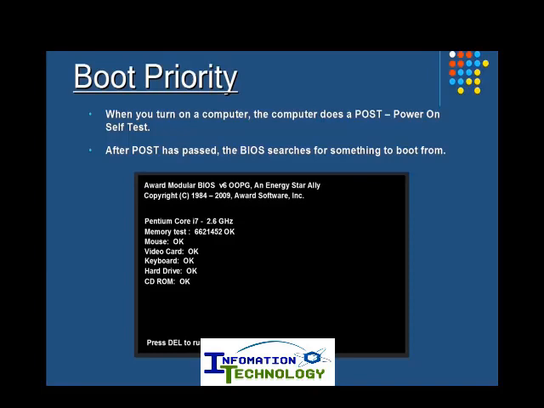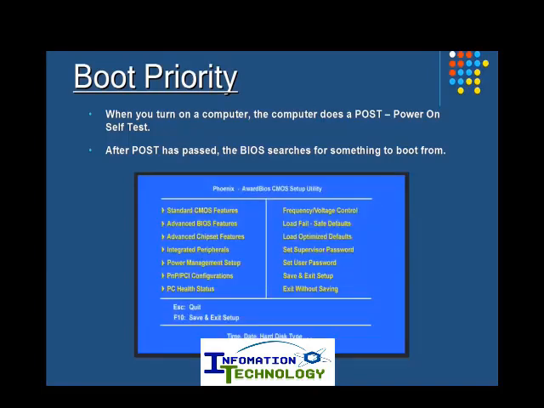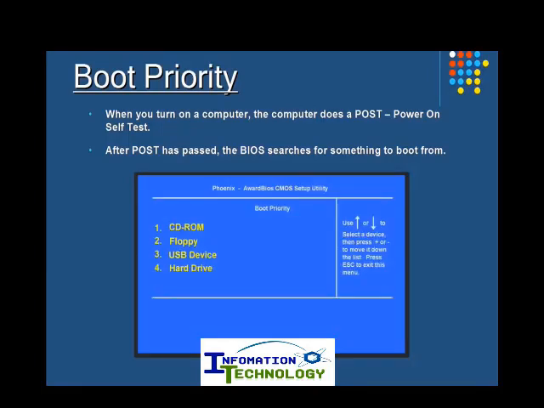But the computer doesn't necessarily have to boot to an operating system. It can also boot from other things, such as a CD or DVD disc, floppy disk, or USB flash drive, just as long as those things have the necessary boot files on them. And how the BIOS determines which device to boot from depends on the boot order in the CMOS settings. And in the CMOS settings, you can make changes in the priority boot sequence.